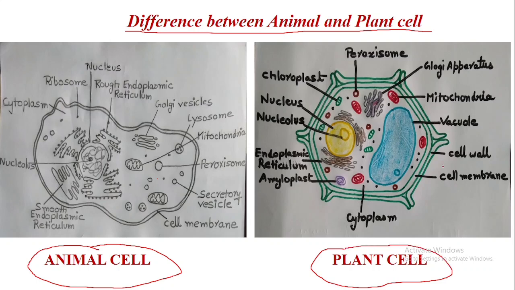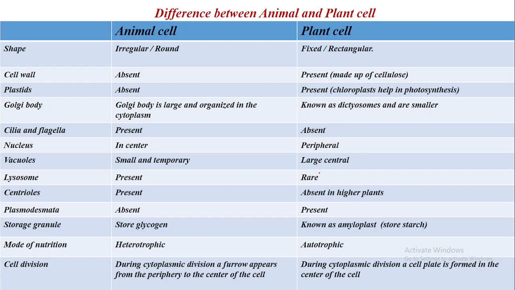The first difference here is the presence of a cell wall. The second difference is the presence of a large vacuole. The third difference is the presence of a chloroplast. The fourth difference is the presence of an amyloplast. Let's discuss a few more differences between animal and plant cell.